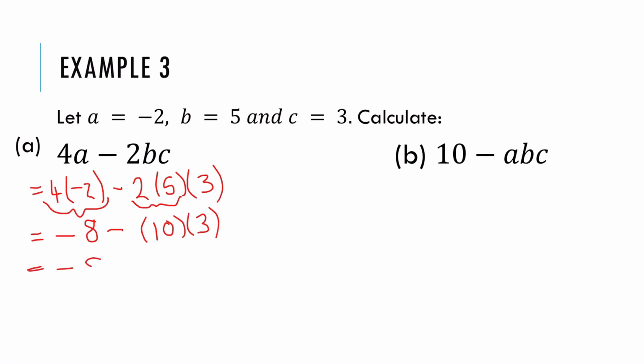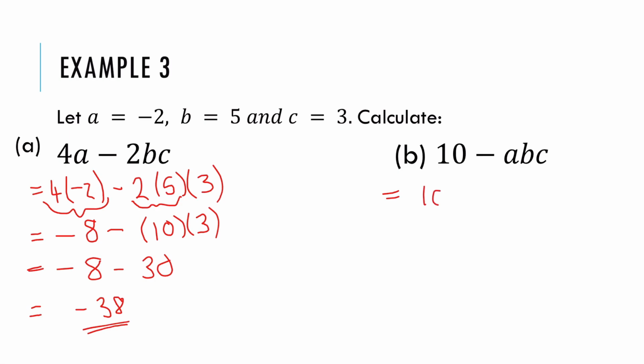So we've still got a little bit of multiplication to do, we can't do the subtraction until we've done that. 10 times 3 gives me 30. So now finally I've got to do negative 8, take away a further 30, which is going to give me negative 38.